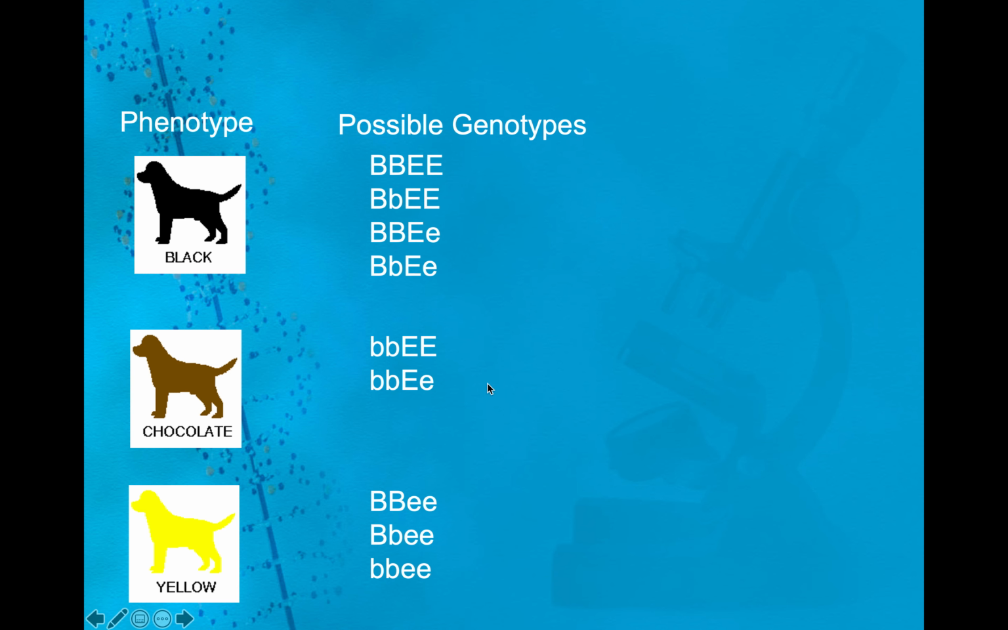And here you can see the different phenotypes. Capital B at all is going to be black as long as on the second one we have a capital E for the epistatic gene. Here we have lowercase b's and they're going to be chocolate as long as the second set of genes has at least one capital E. And down here we see with a lowercase e, that blocks whatever we have here, and now it's just going to be a yellow lab.